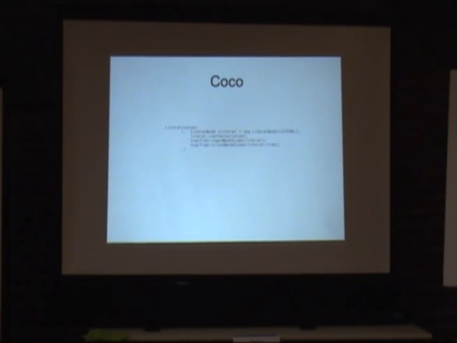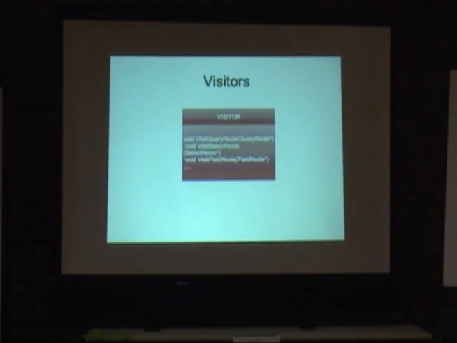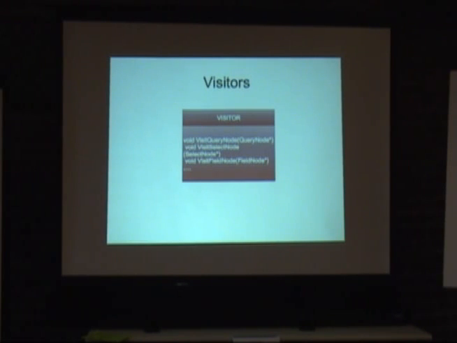I also worked with Coco, and Coco didn't have such annotation, so I mimicked the way JJTree works and put the similar functionality there. So here is my node class. It has parents and children and one method, accept, which allows you to visit the structure, the syntax tree. So the visitor is to support the nodes.